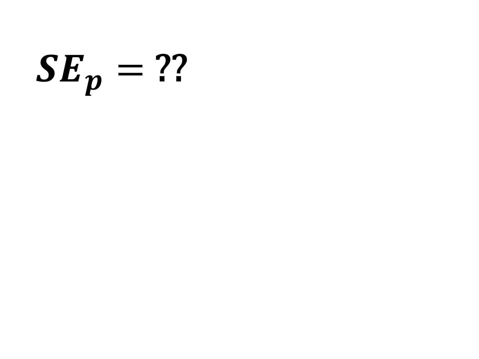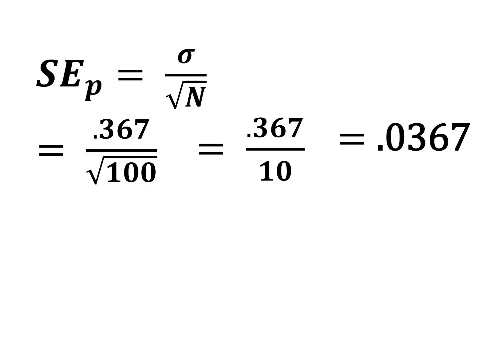So now we need to calculate the standard error. Remember, the standard error is equal to sigma divided by the square root of n. When we plug in our values and carry out our calculations, we end up with a standard error of 0.0367.